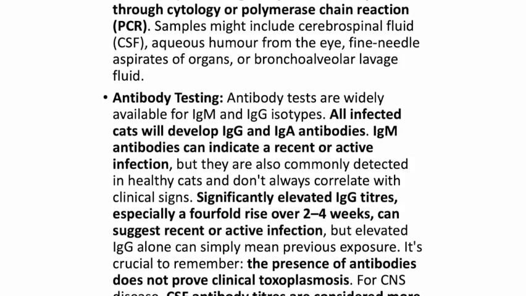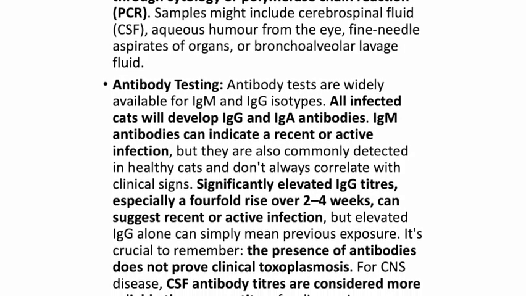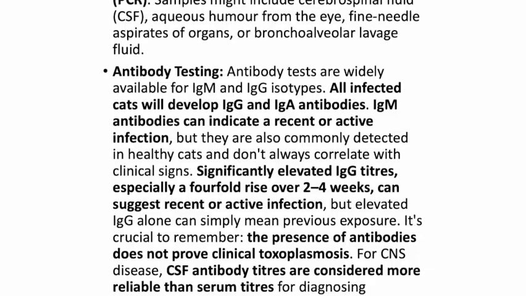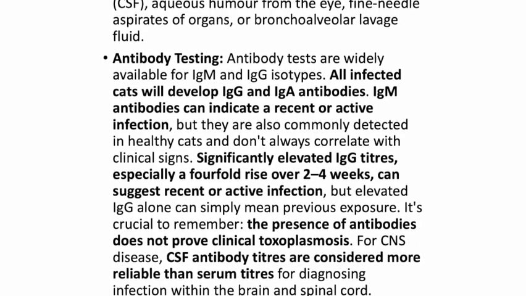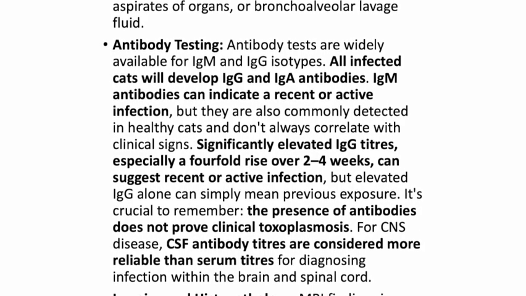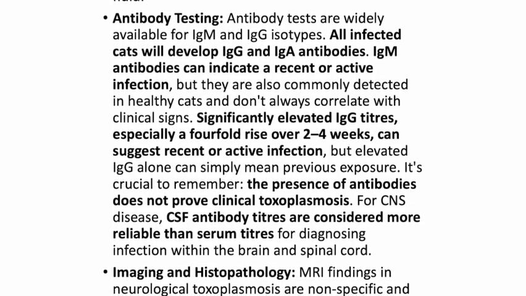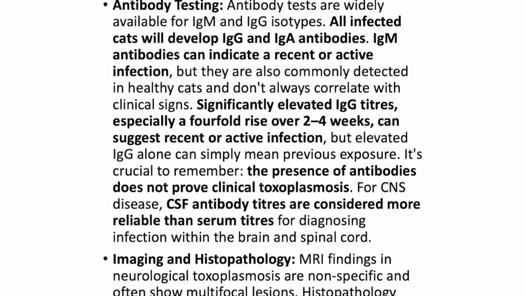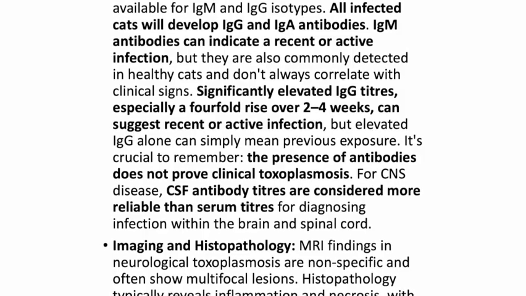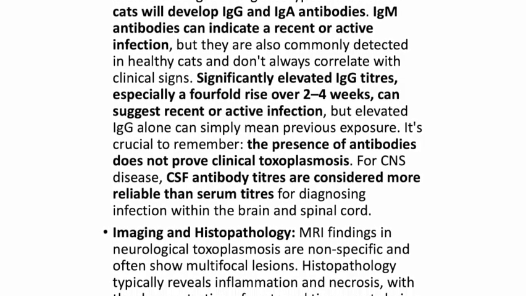Antibody testing. Antibody tests are widely available for IgM and IgG isotypes. All infected cats will develop IgG and IgA antibodies. IgM antibodies can indicate a recent or active infection, but they are also commonly detected in healthy cats and don't always correlate with clinical signs.